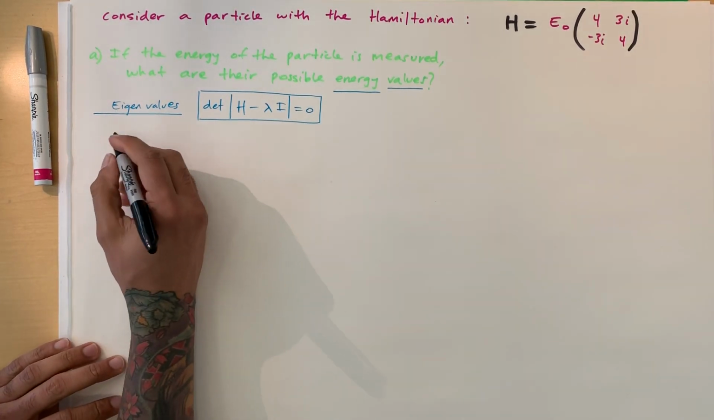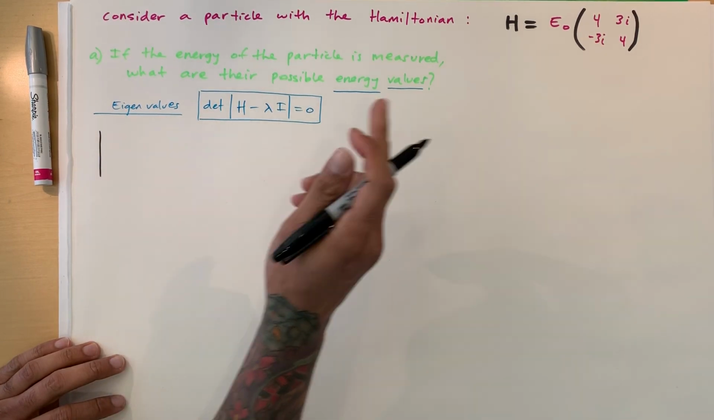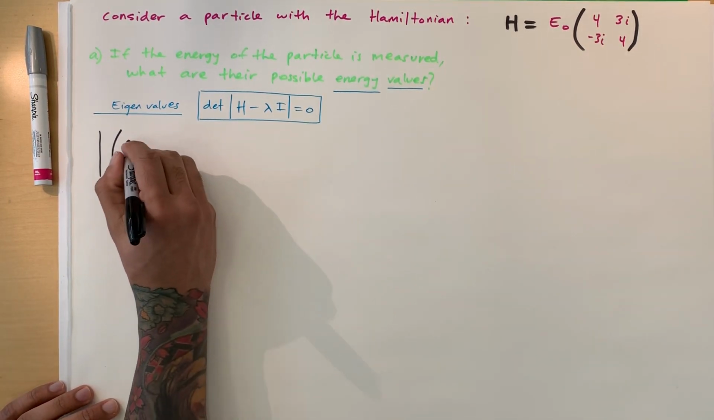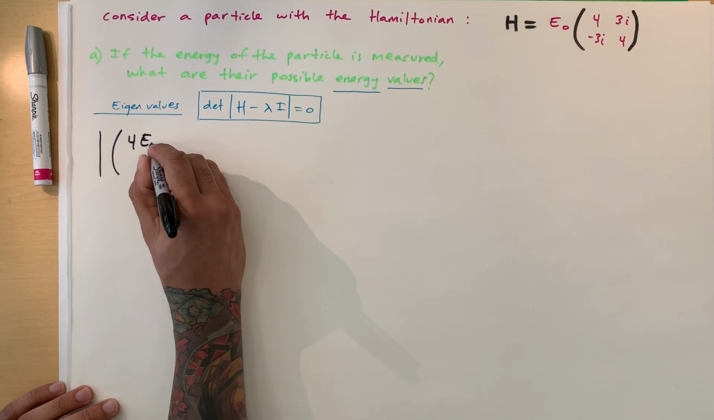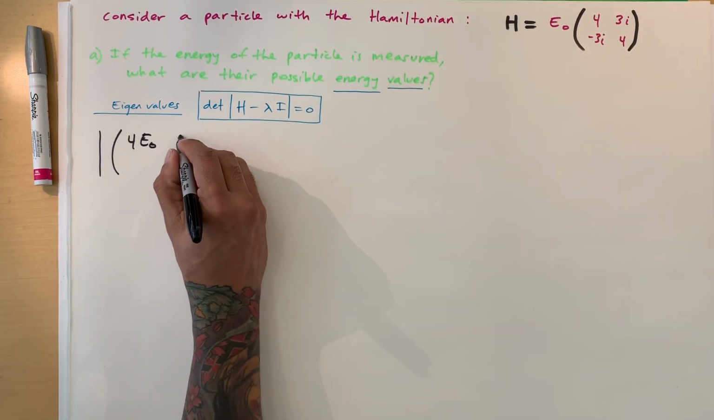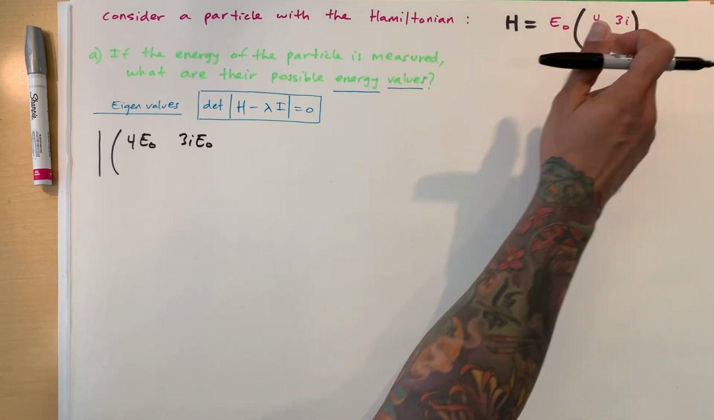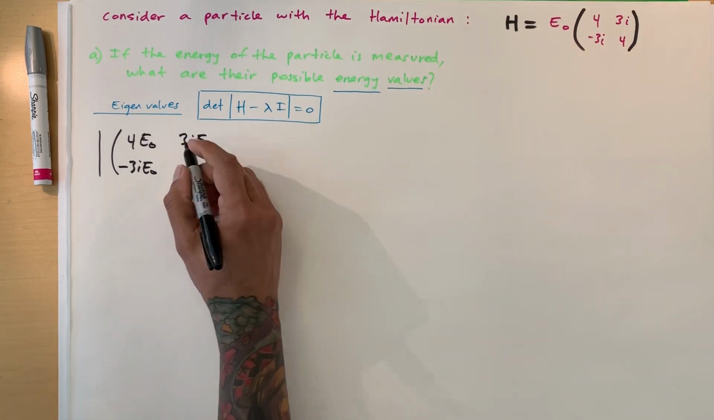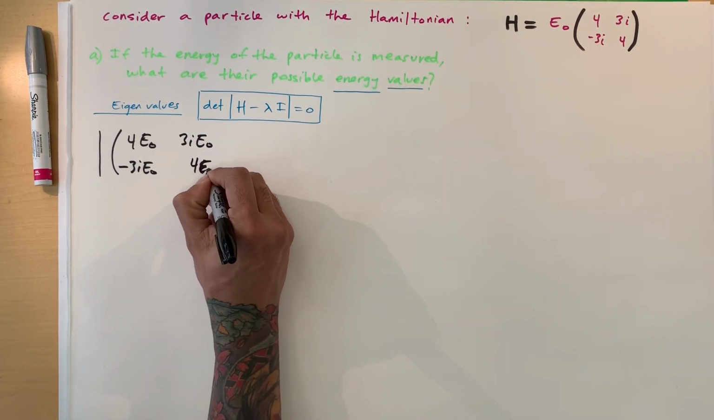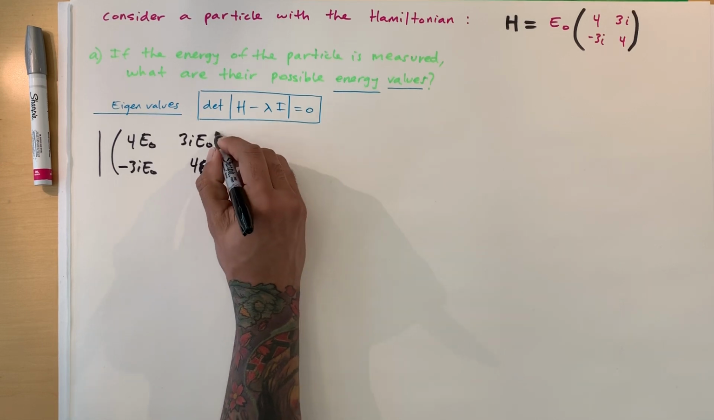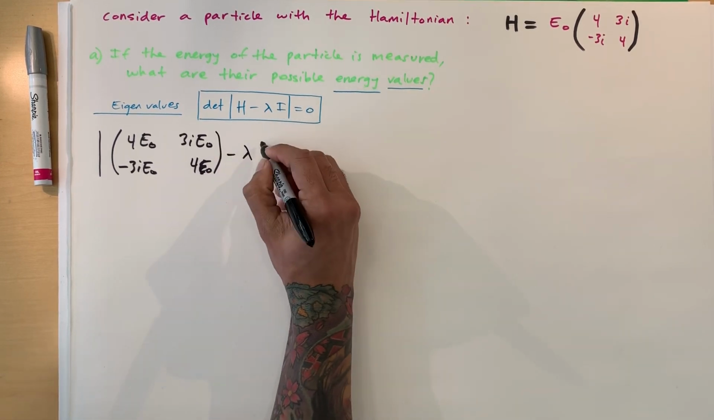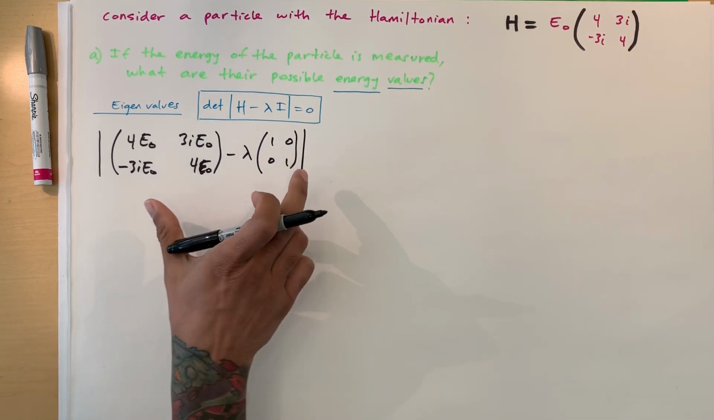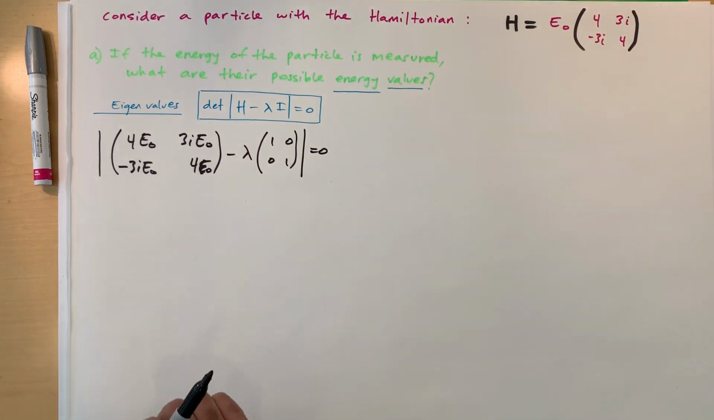We have the Hamiltonian inside of our determinant, given to us here. So I'm going to distribute that E naught in, and we're going to get 4 E naught from the first term, 3i E naught from the second, negative 3i E naught down here, and over there we're going to get 4 E naught in the bottom right. Then we have minus lambda times the identity matrix, which is 1, 0, 0, 1. And all of that is in the determinant, equal to 0.